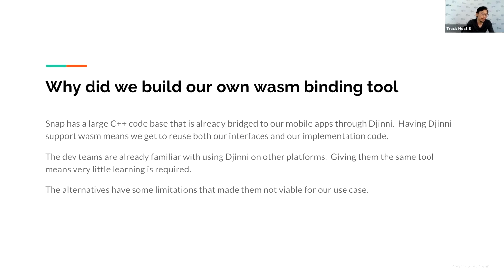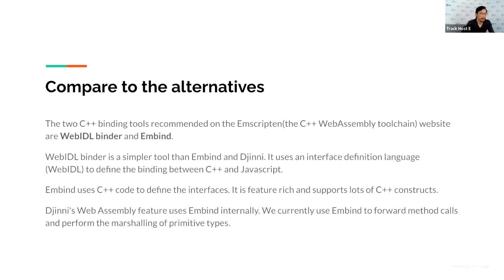At the time when we started developing this, the alternatives that I evaluated all had some limitations that made them not viable for our use case. Compared to the alternatives, there are 2 other C++ binding tools available for Emscripten, which is the C++ WebAssembly toolchain. On their website, they recommend WebIDL Binder and Embind. WebIDL Binder is a bit simpler than Embind and Genie. It uses another kind of interface definition language called WebIDL to define the binding between C++ and JavaScript.